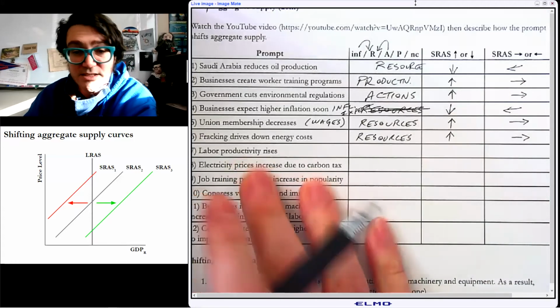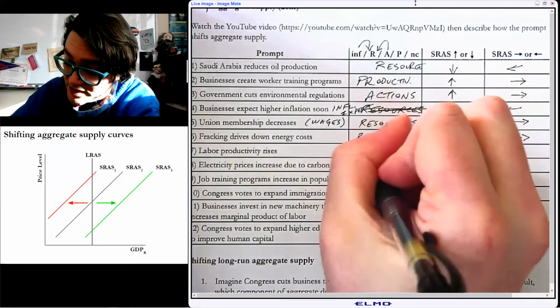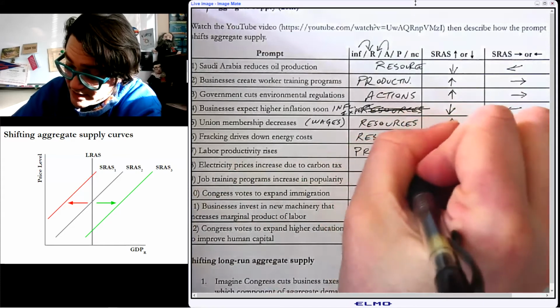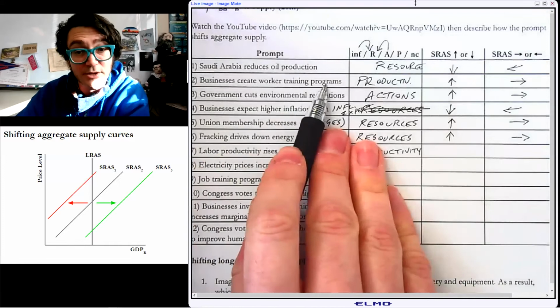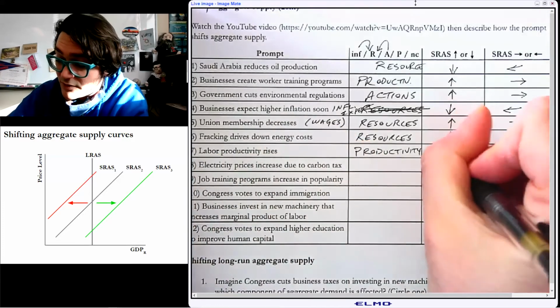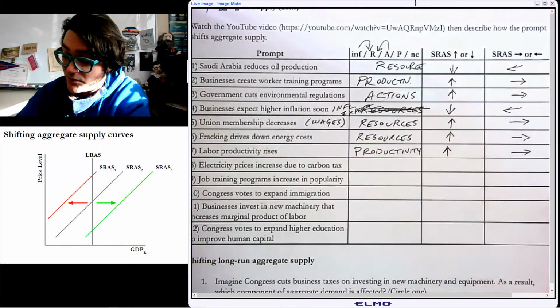Labor productivity rises. So that one's kind of obvious. That's a productivity shifter, right? And if your workers are more productive, maybe you've trained them better, then we know that your aggregate supply will increase.